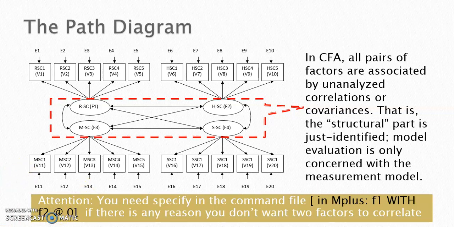Please note that in CFA models, all pairs of latent factors are associated by unanalyzed correlations or covariances. That is why the structural part of the CFA model, as I outlined here using the red dotted line, is just identified. Having a just identified structural part of the CFA model is necessary to guarantee the model evaluation information in the output file is for the CFA or the measurement part of the model only.